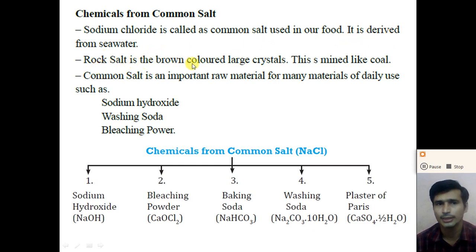Rock salt is a brown-colored large crystal, and this is mined like coal. So common salt is an important raw material for many materials of daily use, such as sodium hydroxide. We can obtain the chemical sodium hydroxide from the common salt. Bleaching powder, CaOCl2, right? Baking soda, sodium hydrogen carbonate, washing soda, and plaster of Paris. These common chemicals, many chemicals which we use in our daily life, can be obtained from the common salt.